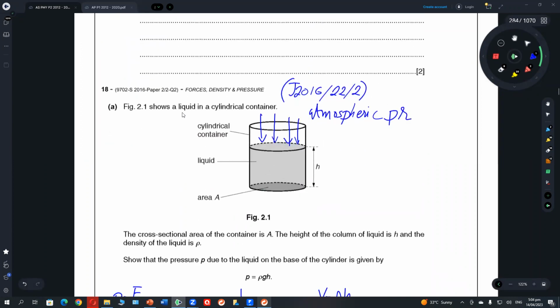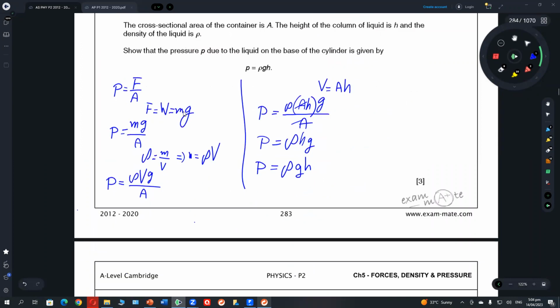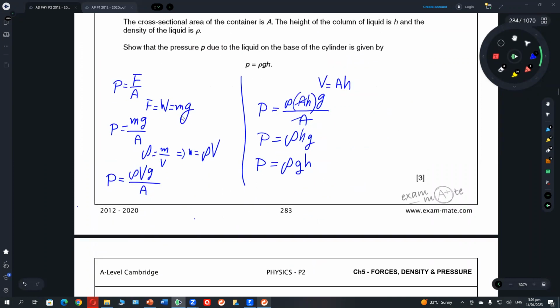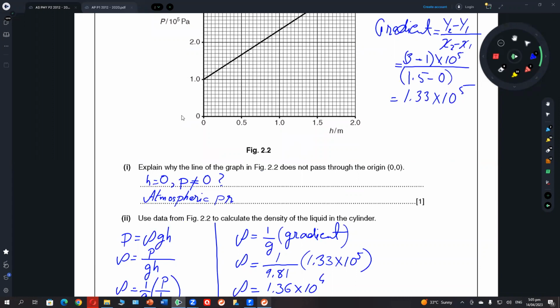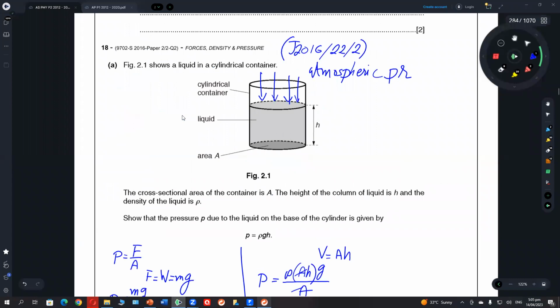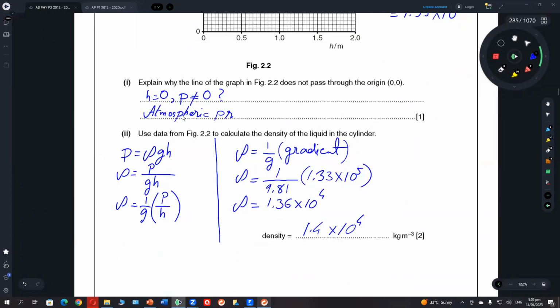The figure shows a liquid in a cylindrical container. And he says derive P is equal to rho gh. This is a fixed memory derivation. And then this is the sketch: when the height is zero, pressure is not zero because there is an atmospheric pressure on it. Later it was in our recording, but the first question was not well discussed.